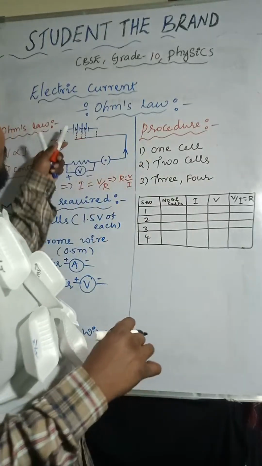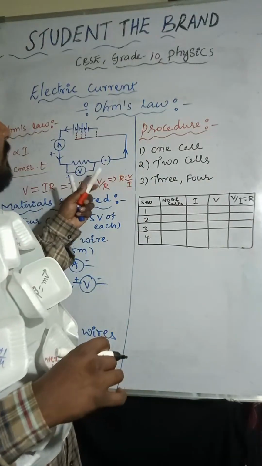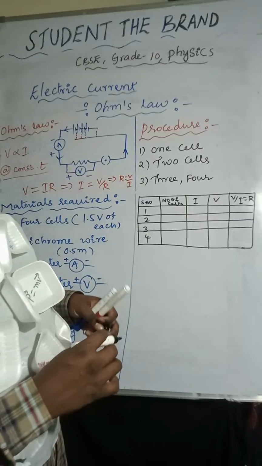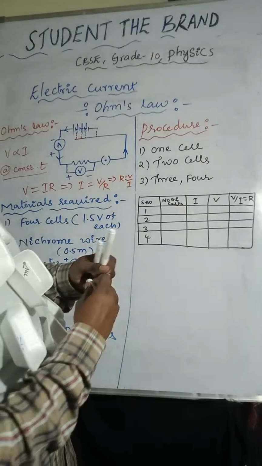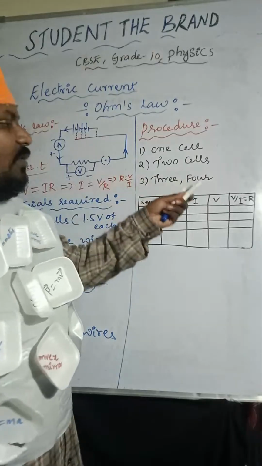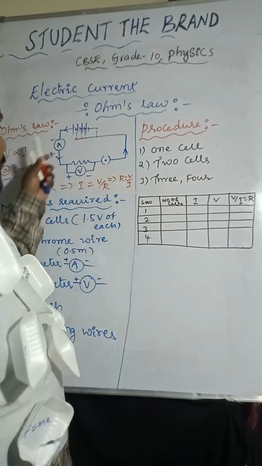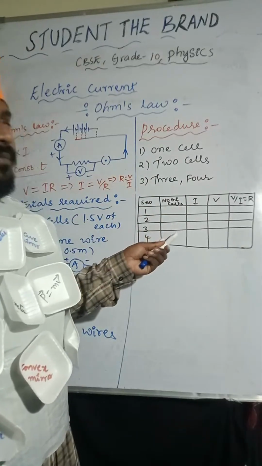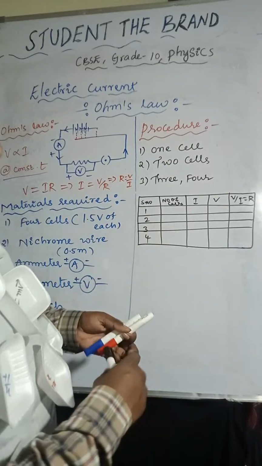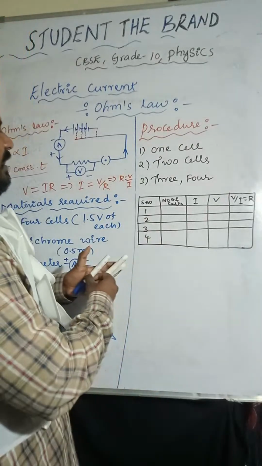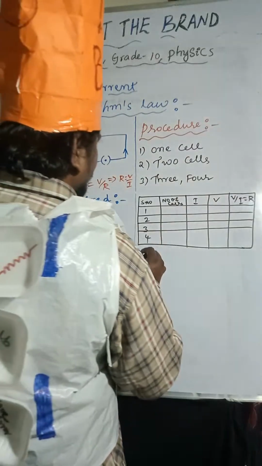First connect one cell and note down the reading of ammeter and voltmeter. Connect two cells and note down the reading of ammeter and voltmeter. Repeat the process for 3 and 4 and mention the same values. Mention the values in the tabular form given below. Now you can draw the graph for the VI graph.